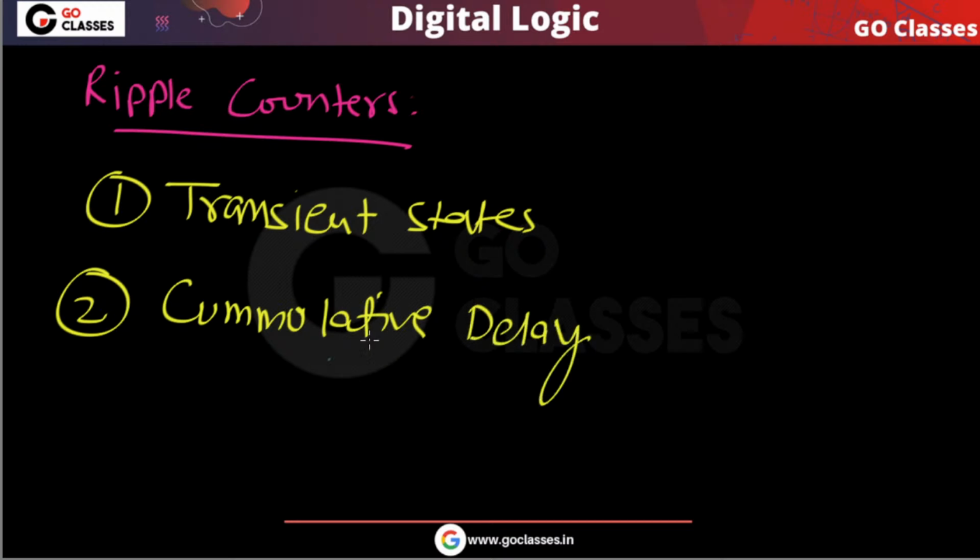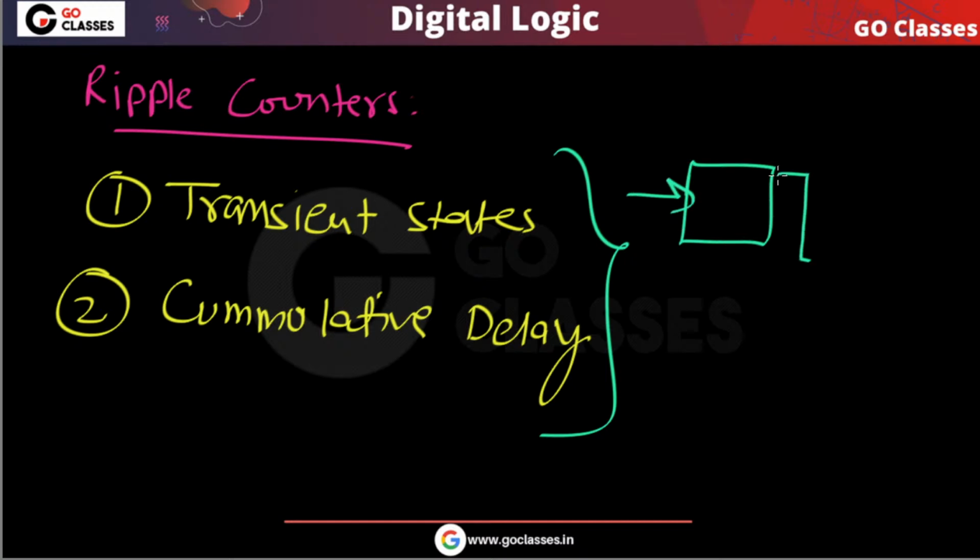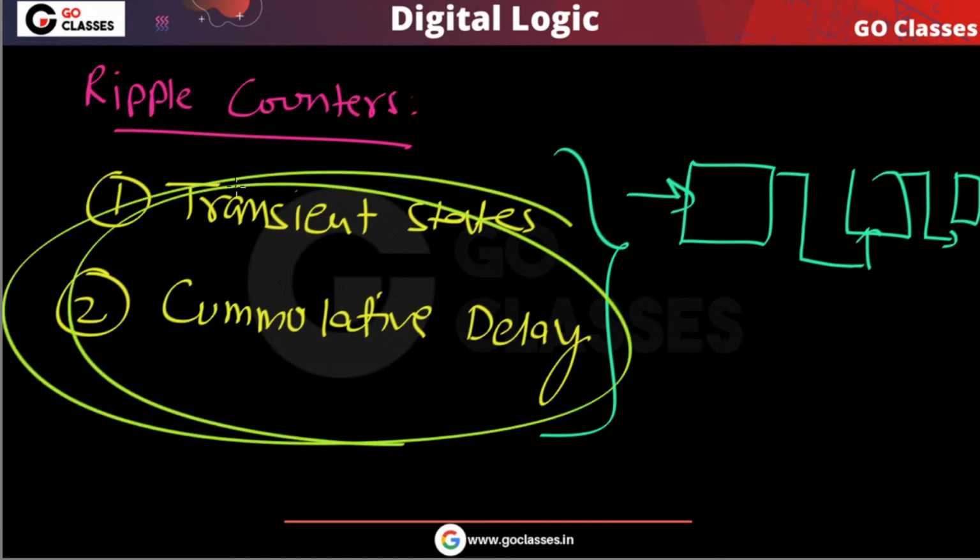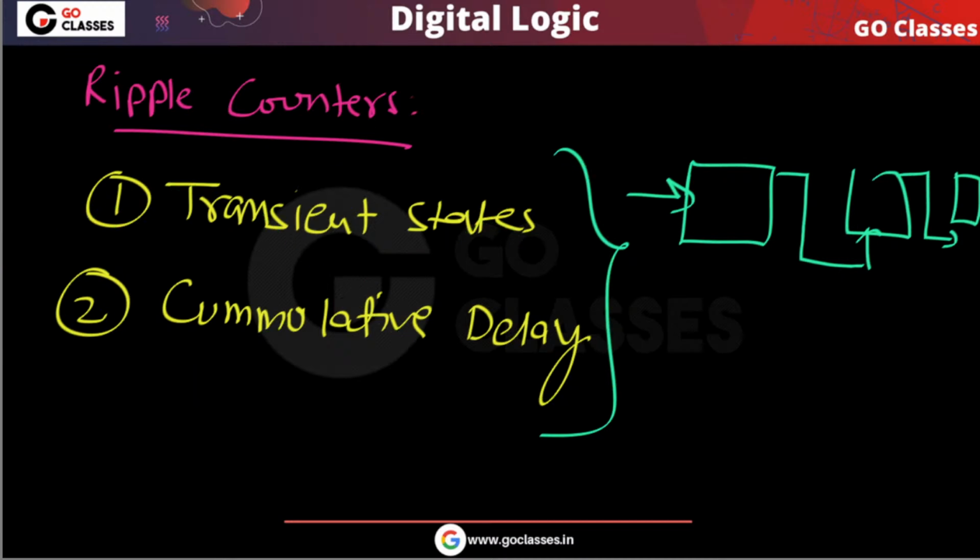So these are the two problems with ripple counters, and the reason for these two problems you already know, because you can notice the same clock is not applied to all the flip-flops. The output of this flip-flop is working as clock for this flip-flop. Like this it is happening. This is the problem. But you can notice in the synchronous counter, we don't have these problems.